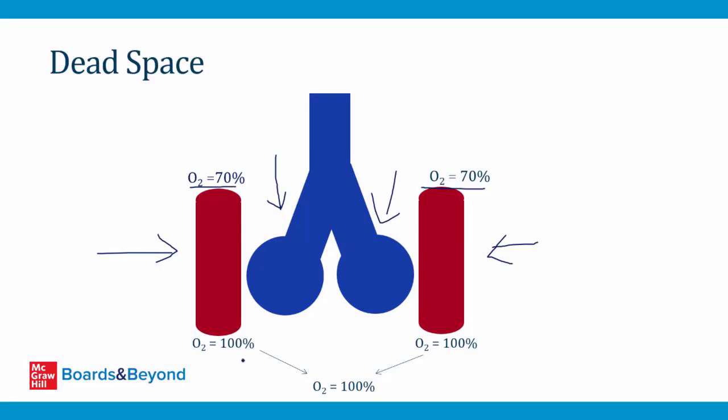And then if the lungs are working, that blood will become fully oxygenated, or 100% saturated with oxygen, after it passes these alveoli. Then the different alveoli will have their capillary blood mix, and the blood that comes out into our arteries will be 100% saturated with oxygen. So this is the normal state, and hopefully this makes sense to you.